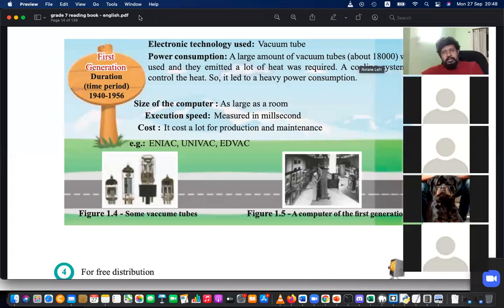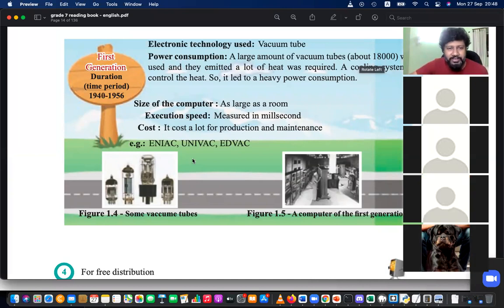So what has happened after the first generation? The first generation, as I said, was the ENIAC, EDVAC, UNIVAC. You can see the word vacuum tube is inside them. These are the first generation computers, right?